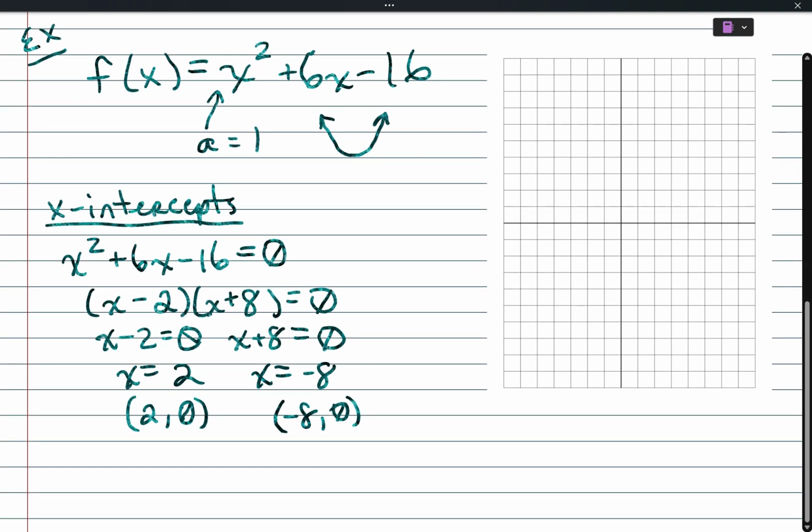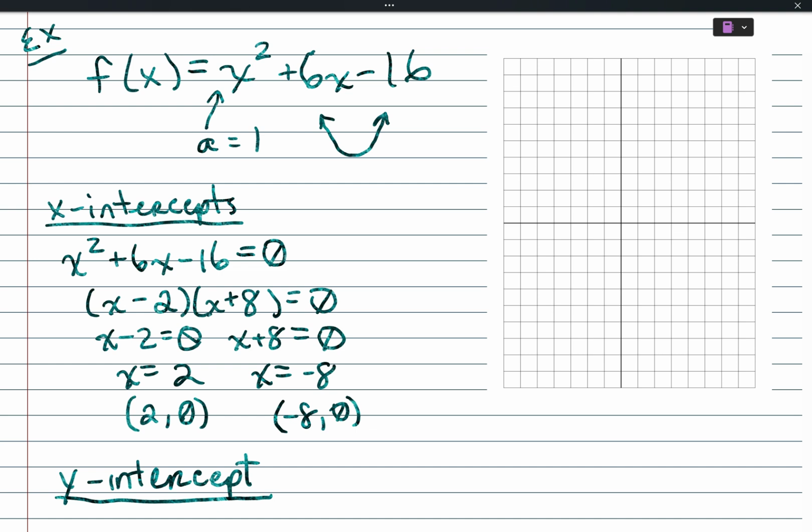The next piece of information would be my y-intercept. So if you recall from earlier in the video, the y-intercept is that c value right there. So the y-intercept is negative 16, or more specifically 0, negative 16.